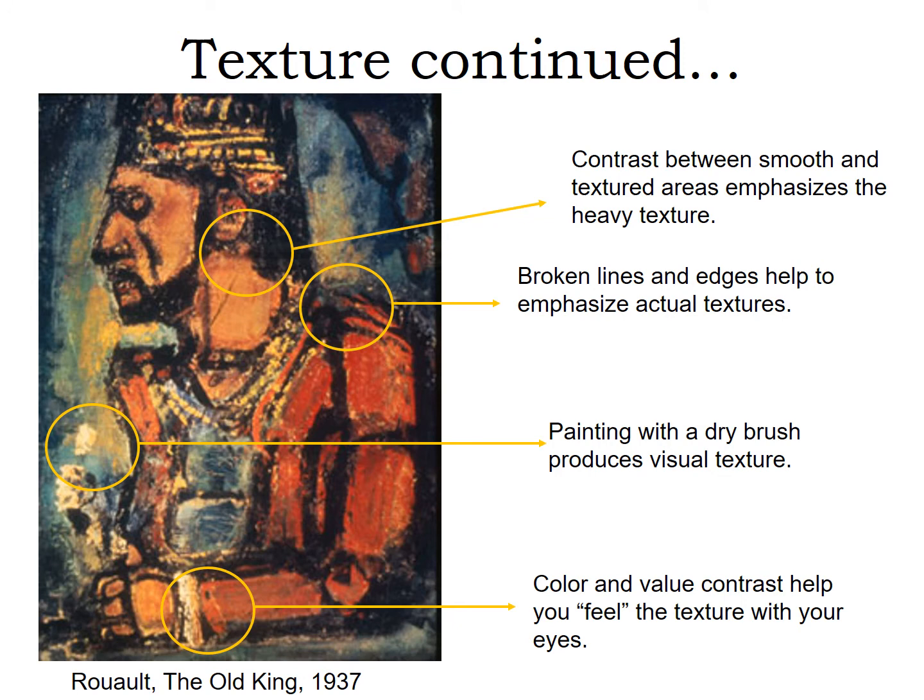Okay, so we're going to talk a little bit more about texture. You don't have to write this down, but here are some examples. There's some contrast between smooth and textured areas that emphasizes heavy texture. The broken lines and edges help emphasize the actual texture. The painting with a dry brush helps create this visual texture. And the color and value contrast help you feel the texture with your eyes.